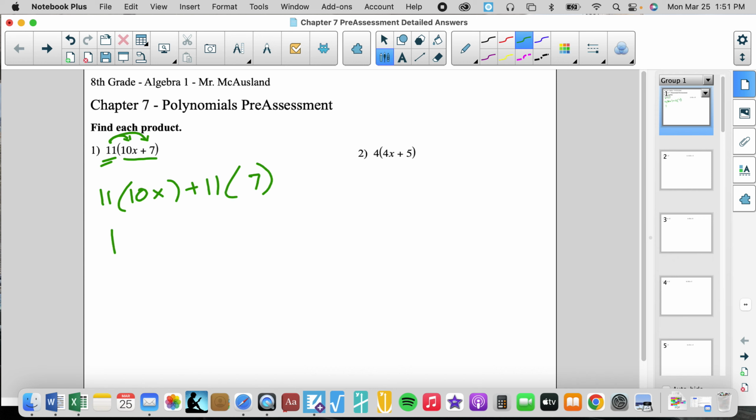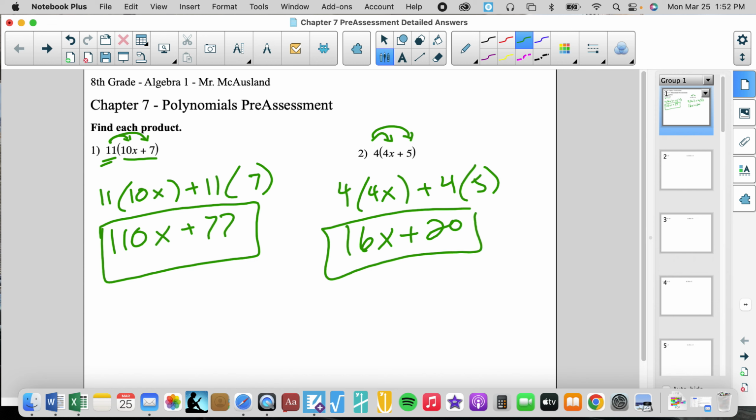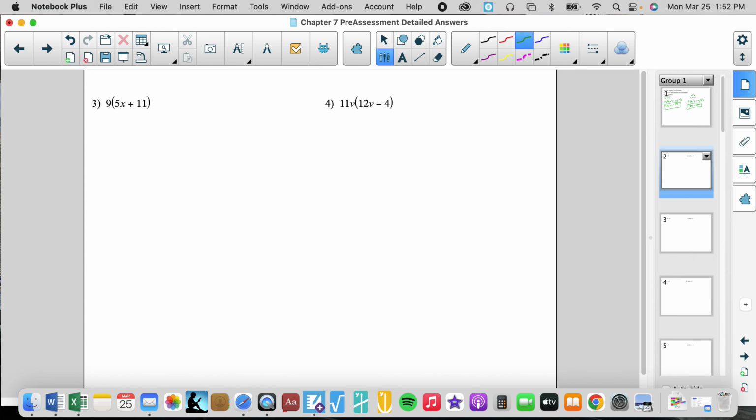So we get 110x plus 77. We distribute that out. And remember, we want to put it in standard form. This is in standard form. Constant would always come last. 4 times 4x plus 4 times 5 gives us 16x plus 20. As they get more complex, I'll add some more detail, but right now we're just distributing and we're multiplying.